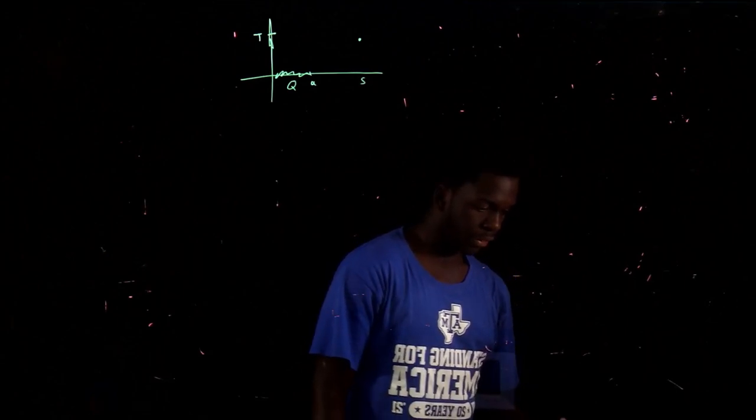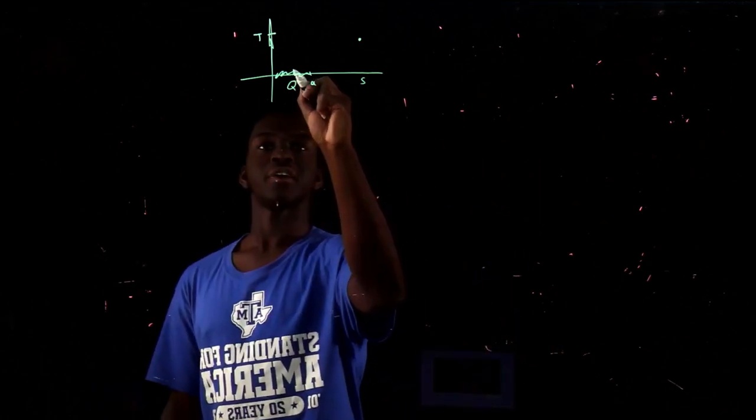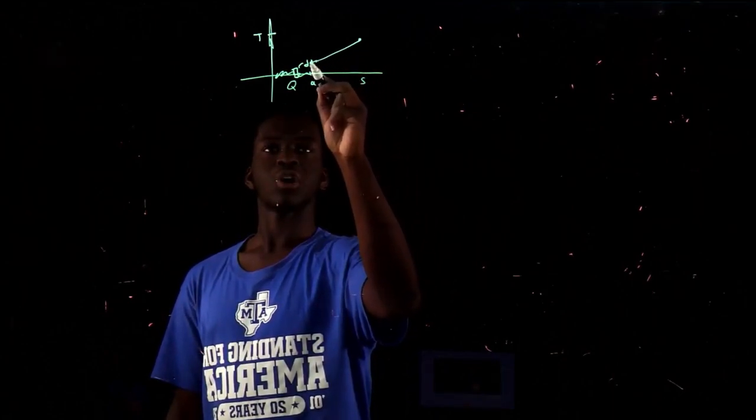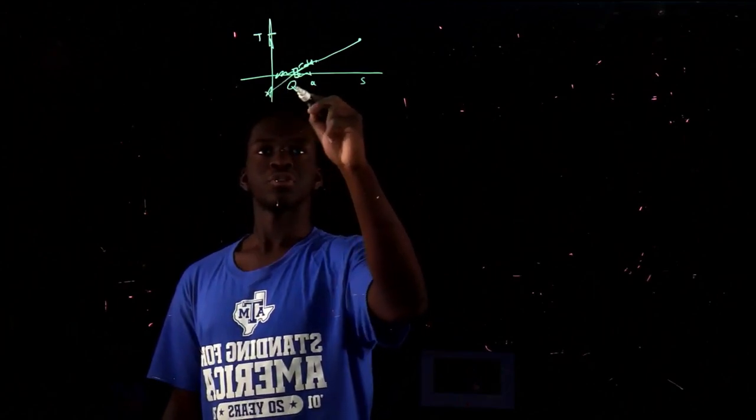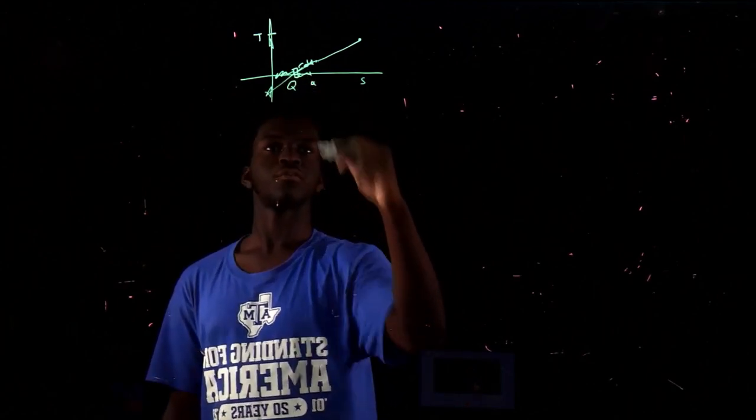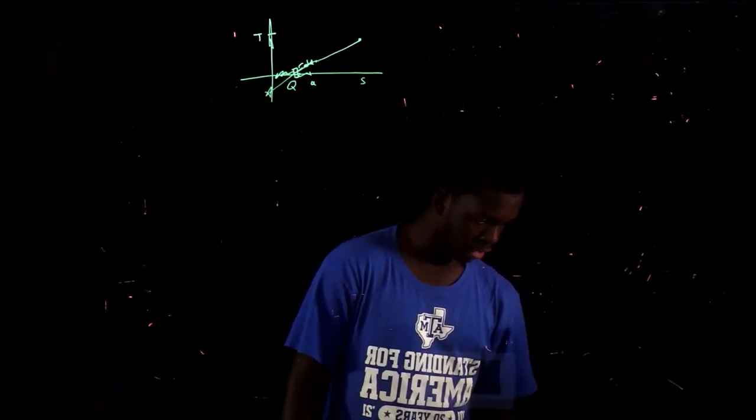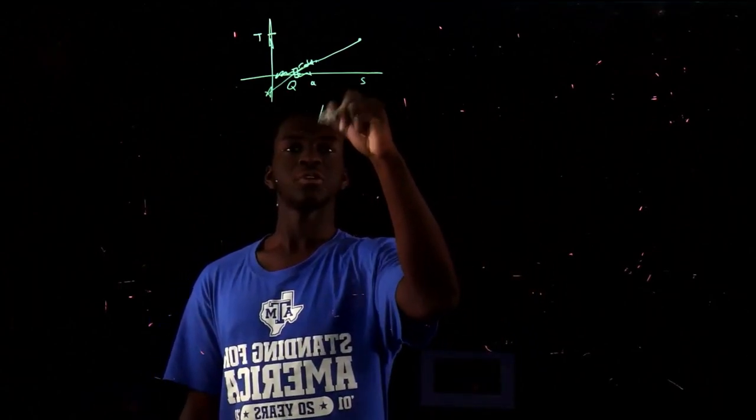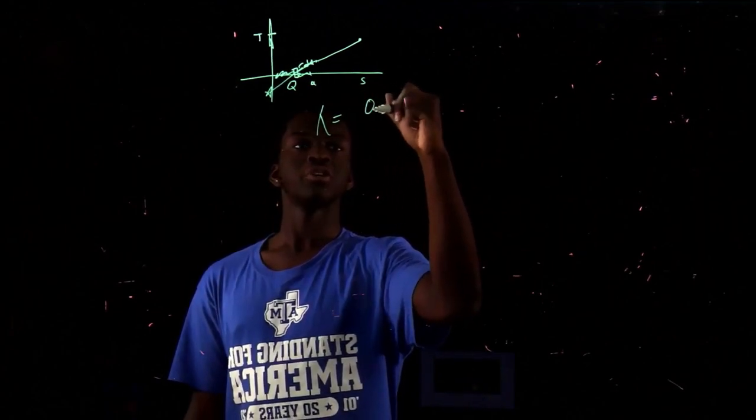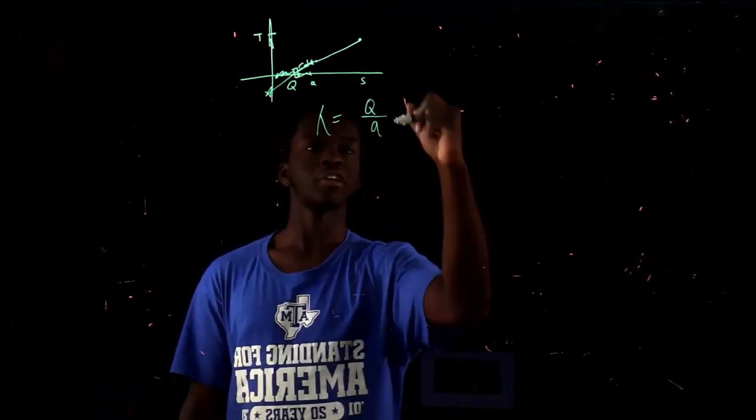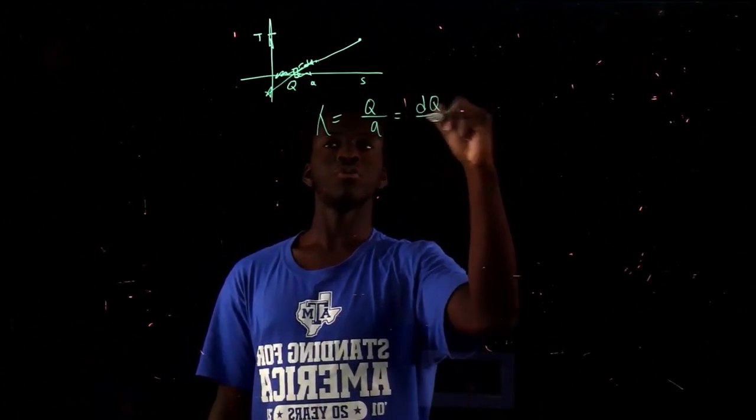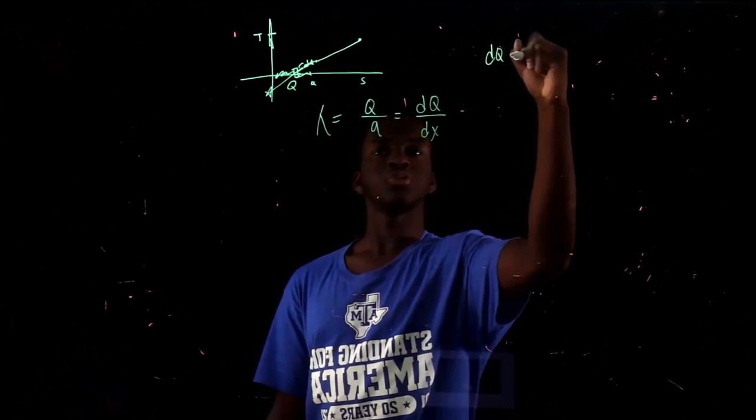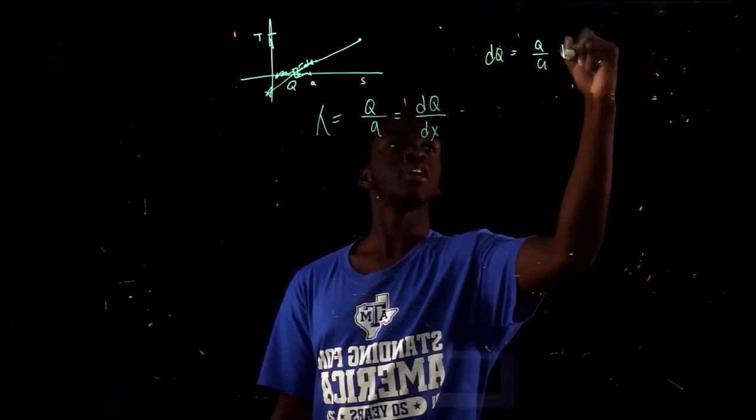So let's get started. Let's start off first by taking a dQ right here, and drawing the direction the electric field is going to go. It's going to be in the negative X and negative Y direction. So let's start off by finding lambda, which is the charge over the unit. So we have Q and we have A, so it's gonna be Q over A, which is equal to dQ over dx. So now let's find dQ. We can get dQ is equal to Q over A dx.